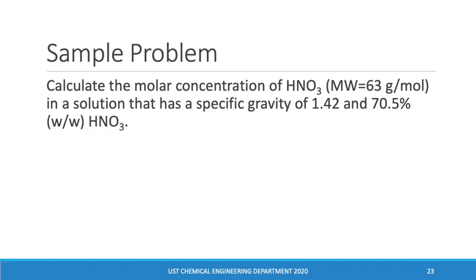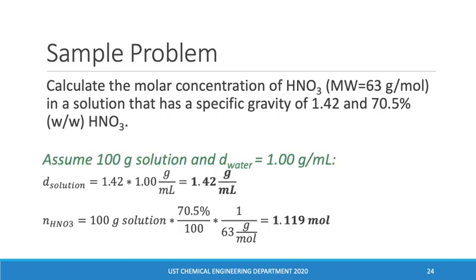For the sample problem, calculate the molar concentration of nitric acid in a solution that has a specific gravity of 1.42 and 70.5% by weight nitric acid. To solve this problem, we must first calculate the density of the solution by multiplying the specific gravity by the density of water, which is 1 gram per ml. This gives us 1.42 grams per ml.